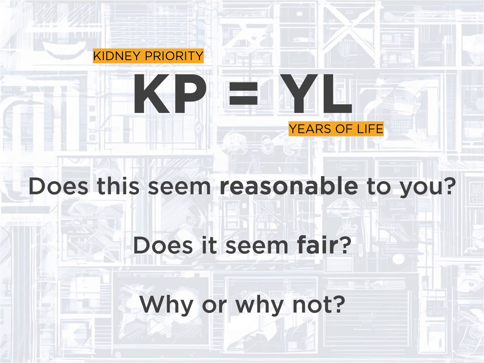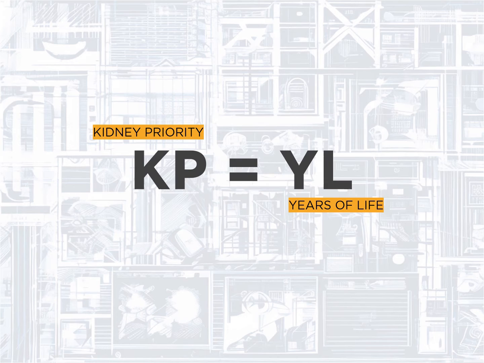Does this seem reasonable to you? Does it seem fair? Why or why not? It looks pretty reasonable and straightforward at first glance, but think about this. How accurate a measurement of YL can you have? How can you know or guess how many more years someone will live if they get the kidney? The older someone is, the fewer extra years of life a kidney is likely to give them. Is it fair to give younger people a better chance at getting a kidney?